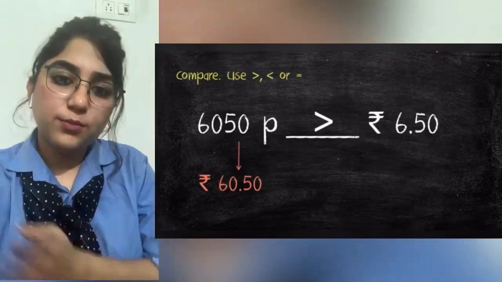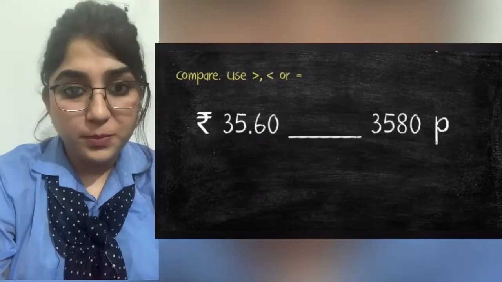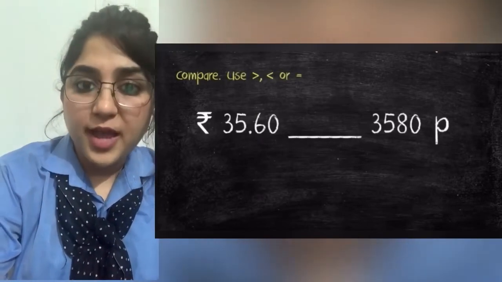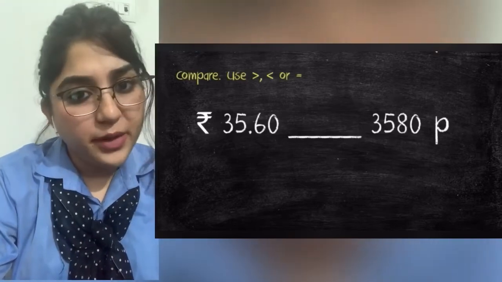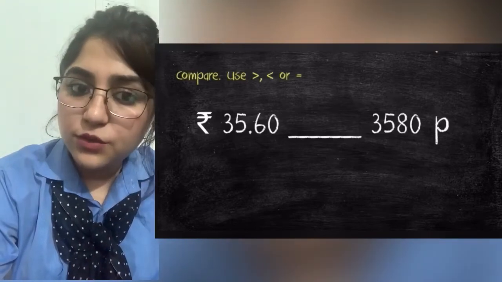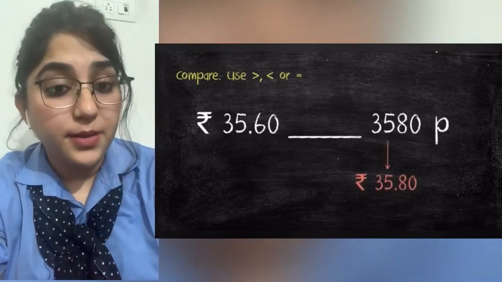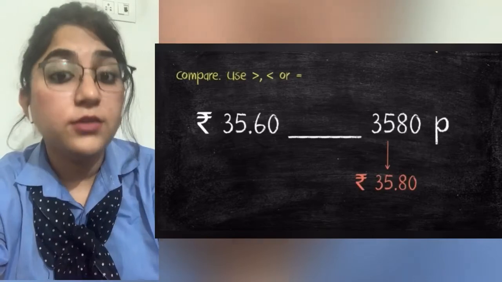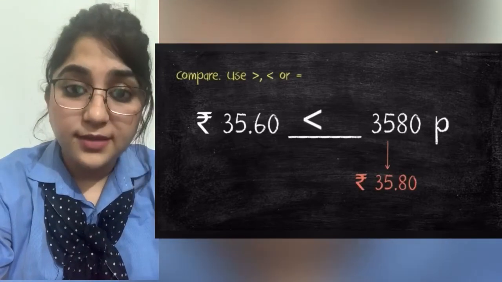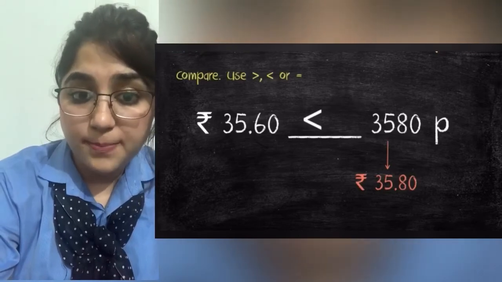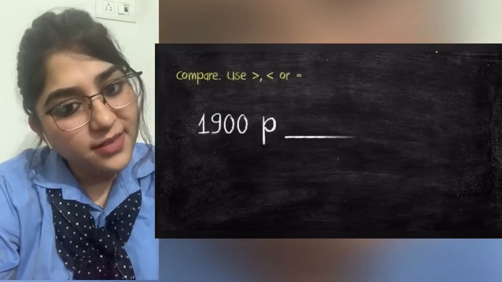Now students, moving forward to our next example, our next compare is rupees 35.60 and 3,580 paise. Students, 3,580 paise can be converted into rupees 35.80. Now rupees 35.60 is less than rupees 35.80.